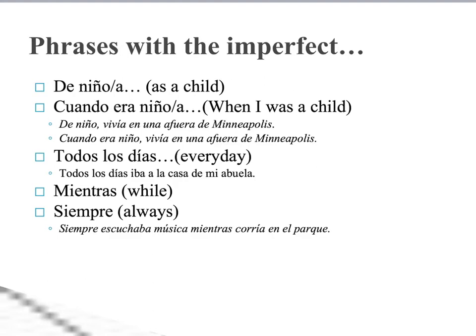Some phrases that you can use with the imperfect. We have our de niño or de niña, whichever one works for you. Cuando era niño or cuando era niña. And so I gave you some examples. I said, de niña vivía en una afuera de Minneapolis. I lived in a suburb of Minneapolis.